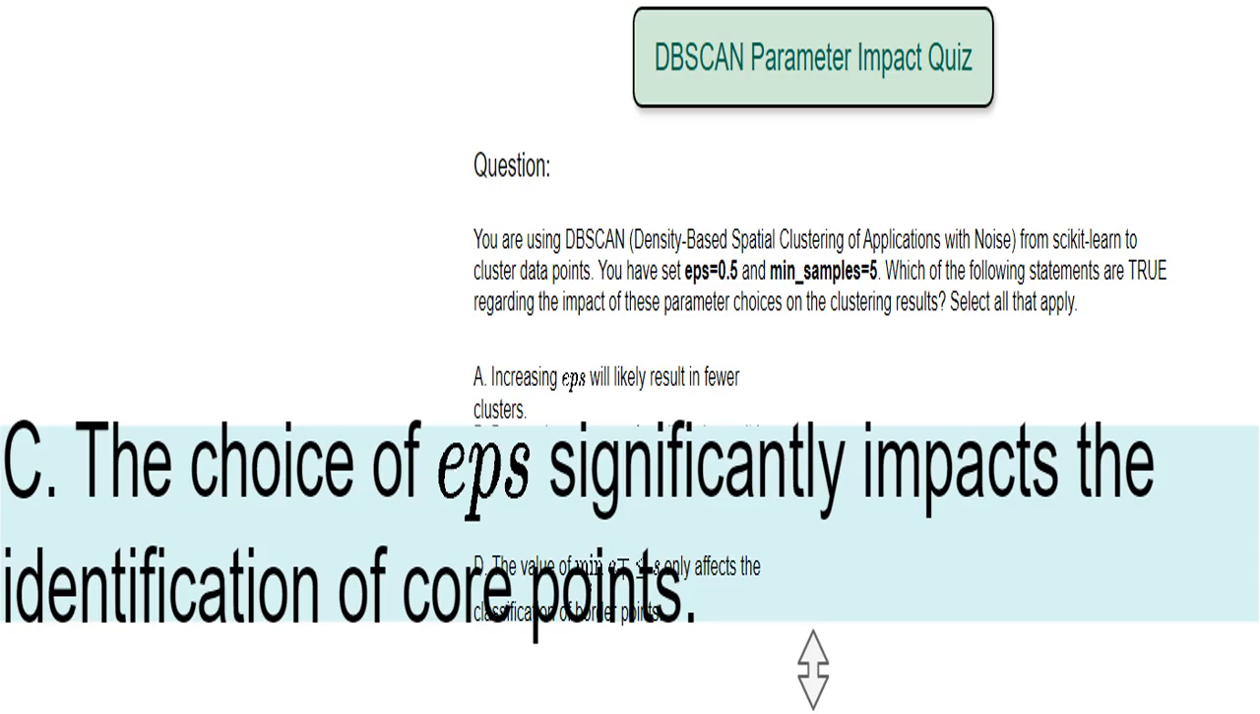This statement tests your understanding of core points within dbscan. I would like you to check if you know that the radius, eps, directly determines which points are dense enough to be considered core points for their surrounding clusters. Think of eps as the radius and how its size determines how many points qualify as core points.